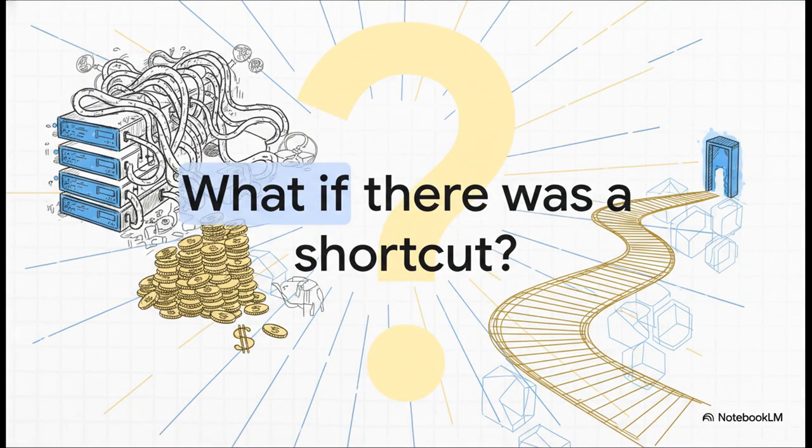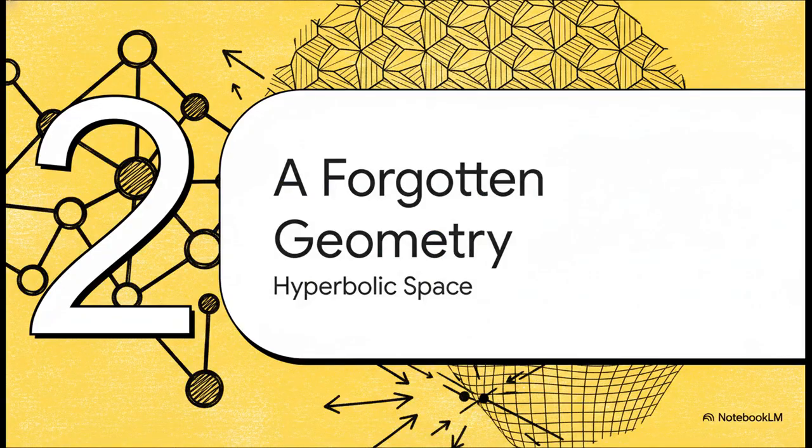So that brings up a really important question. What if the answer isn't just throwing more money and more powerful hardware at the problem? What if there's a smarter way? A shortcut that could change the entire game? And believe it or not, that shortcut comes from a place most of us probably haven't thought about since high school math class. It's a concept that's been around for over 100 years, but applying it to AI, well, that's brand new, and it is incredibly powerful.